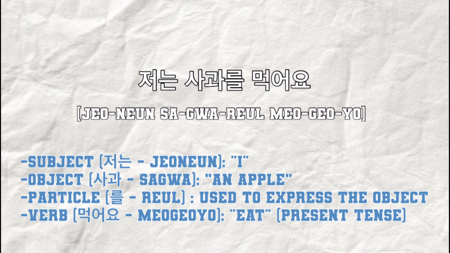Here we have the subject 저는, which means I, and it is formal. The object 사과, which means apple, and the particle, it's the object particle, the object marker, 를. And lastly, the verb 먹어요, which is from the verb stem 먹다, which means to eat. So, 저는 사과를 먹어요 means I eat an apple. Or in Korean word order, I an apple eat.